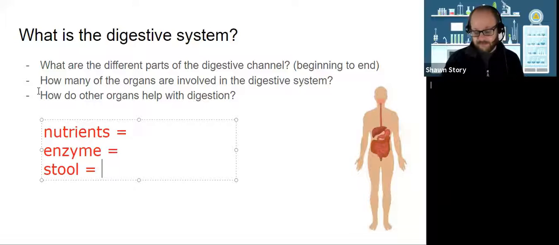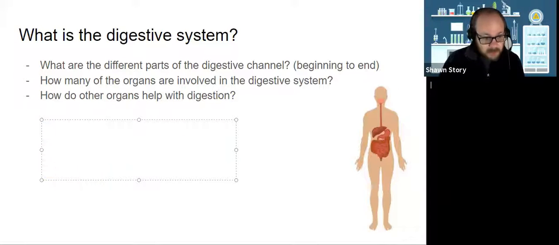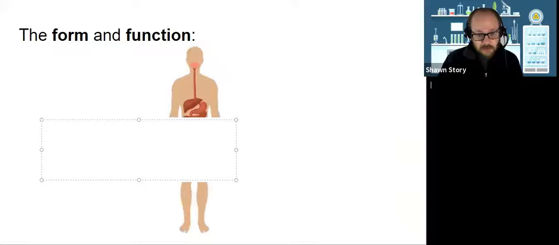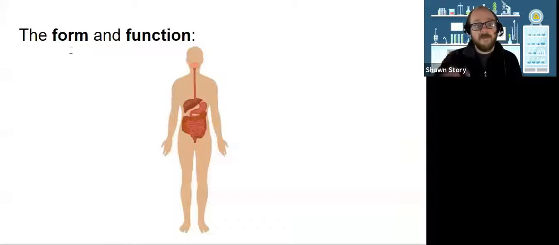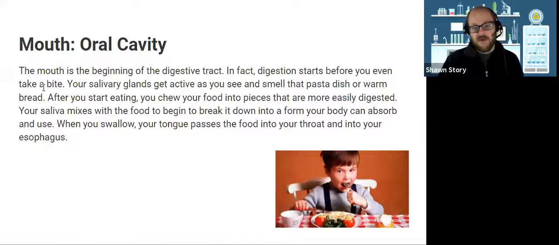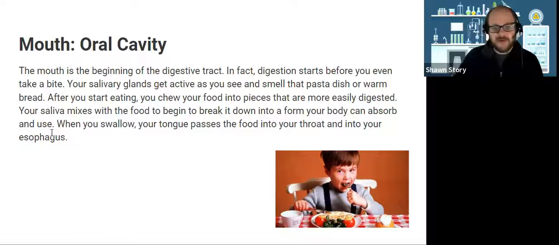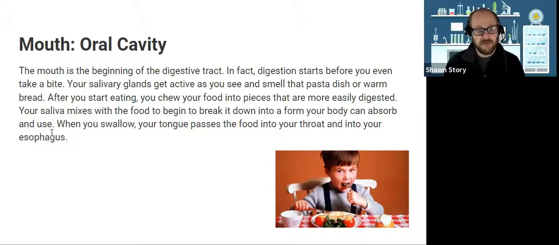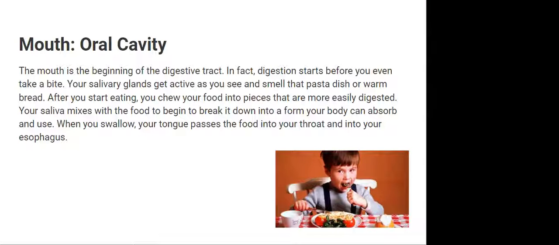So stool. Exactly. All right, so let's dive in a little bit deeper. We're going to look at each of these parts a little bit closer, specifically focusing on the form and function. What is it made up of? And then how does it work? What job does it do? So starting with our mouth and oral cavity, I'd like someone to read for us about our mouth, the oral cavity. Who would like to read? I can do it. Okay, go ahead.